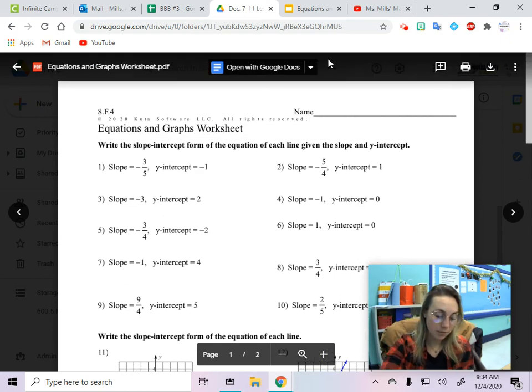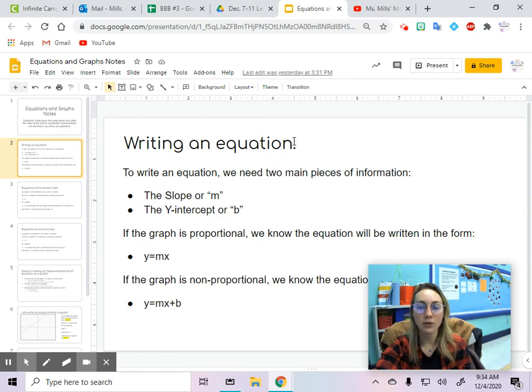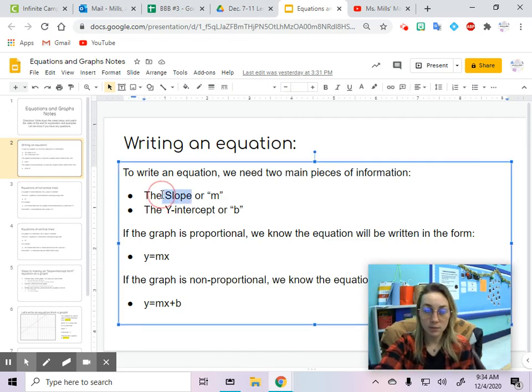If you remember from your notes from yesterday, we have these equations and graphs notes. We talked about how to write an equation. What it basically says is you need two pieces of information to create an equation. The first thing you need is the slope, which is also known as m. The second thing you need is the y-intercept, which is going to be your b. If the graph is proportional, so if it goes through the origin and it is a straight line, your equation is going to look like this, where you have y = mx, where m is the slope that you have to find.